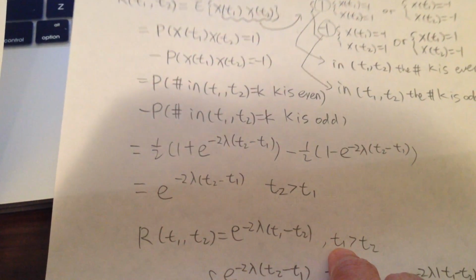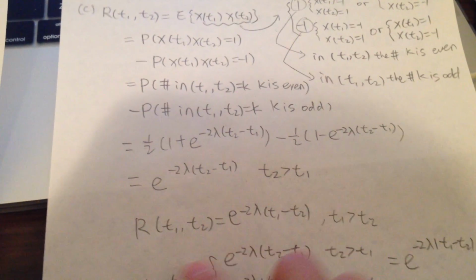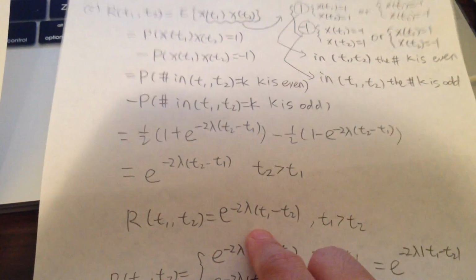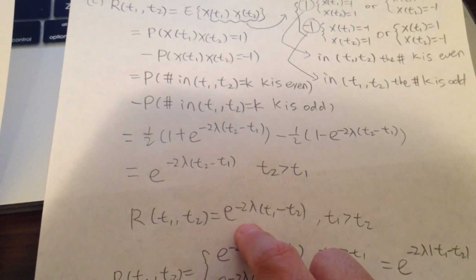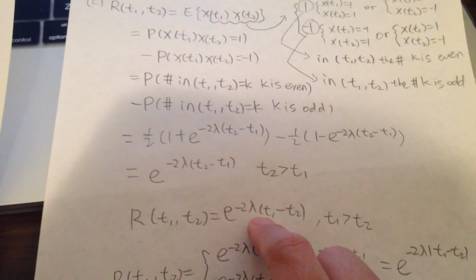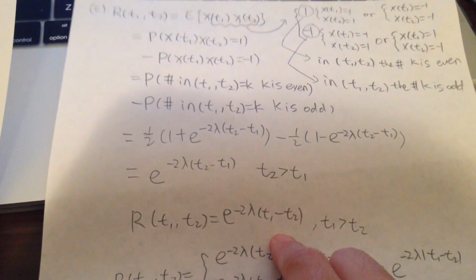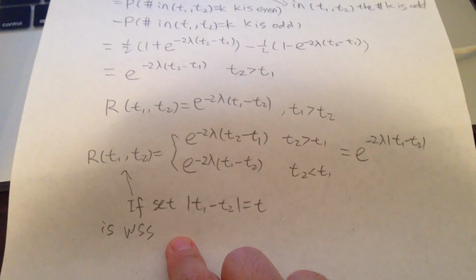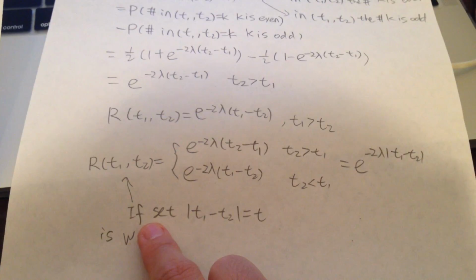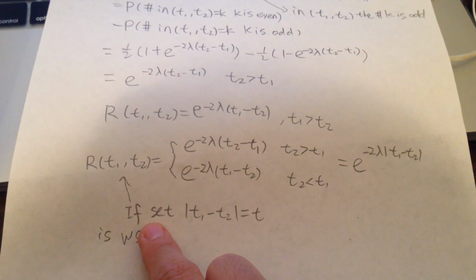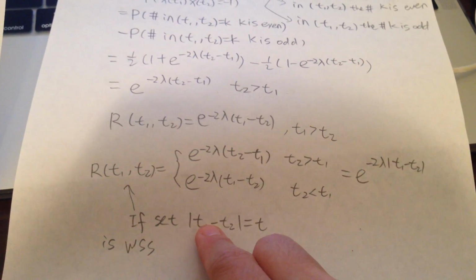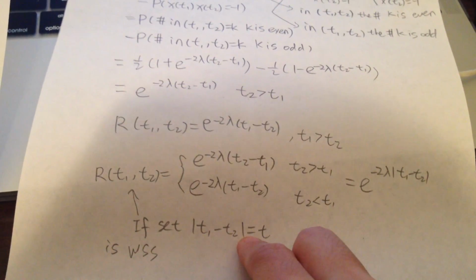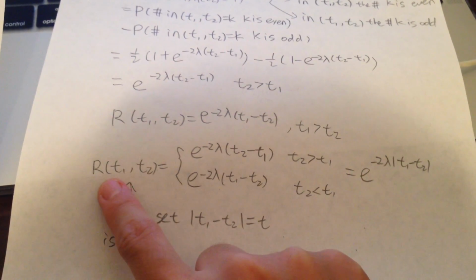If T1 is greater than T2, the autocorrelation function of T1 and T2 equals e to the power of minus 2 lambda (T1 minus T2). If we set T1 minus T2 equal to tau, then we can get this.